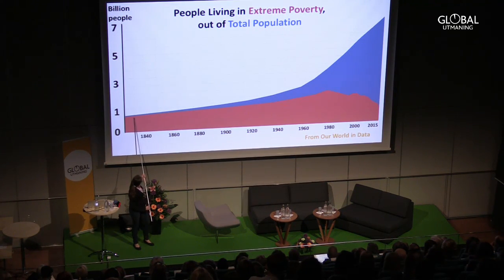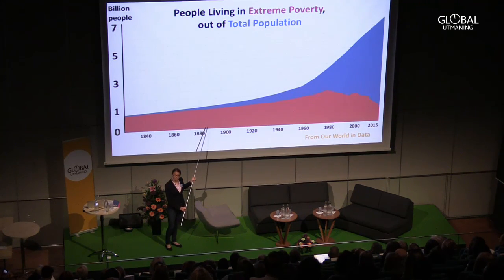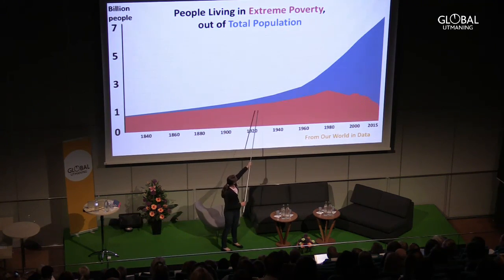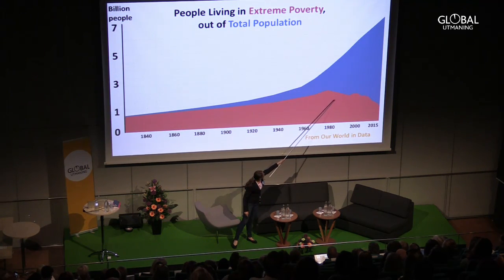So you see, in the beginning of the 19th century, almost all people were living in extreme poverty. There were almost no exceptions. A few people maybe there in the UK and the Netherlands. And then as the population starts growing, the number of people living in extreme poverty started growing. It kept on growing and growing, not as fast as the total population, but kept on growing all the way until the 1970s, when it started to go down.